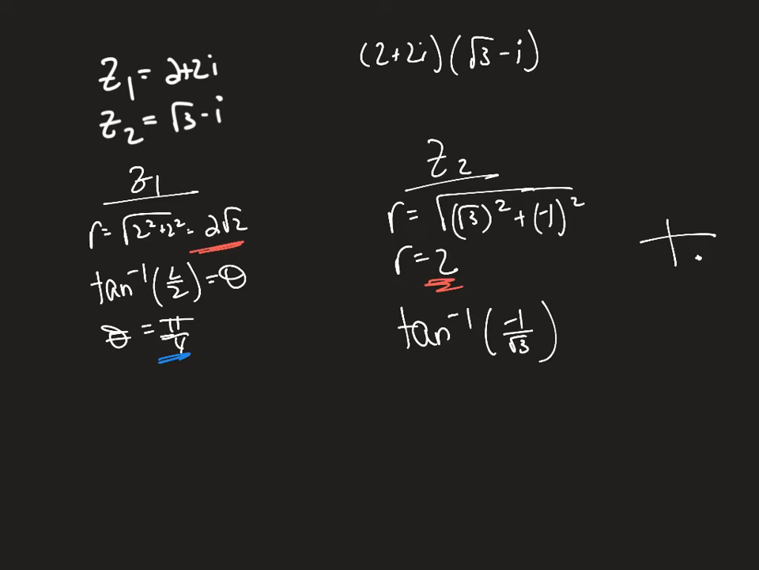Or, guys, remember, when in doubt, just draw your little triangle. And we went radical 3 to the right, and we went negative 1 down, and we want to find the tangent of that angle. So it's the same thing. So that's going to equal our theta.